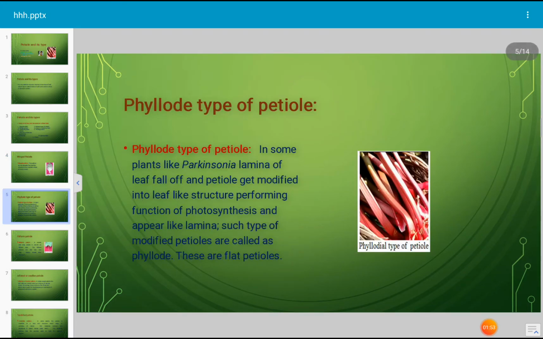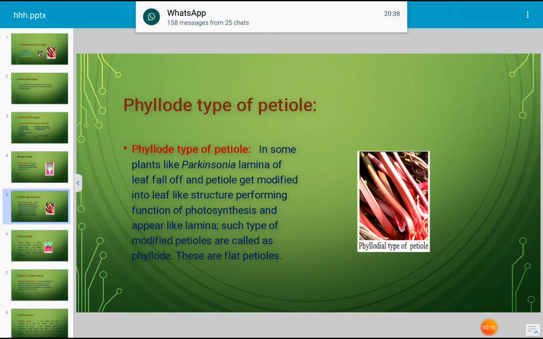Next slide. This is the photograph of phyllodial type of petiole. In some plants like Parkinsonia, the lamina of the leaf falls off and the petiole gets modified into a leaf-like structure, performs the function of photosynthesis and appears like a lamina. Such type of modified petioles are called phyllode, and these are flat petioles.